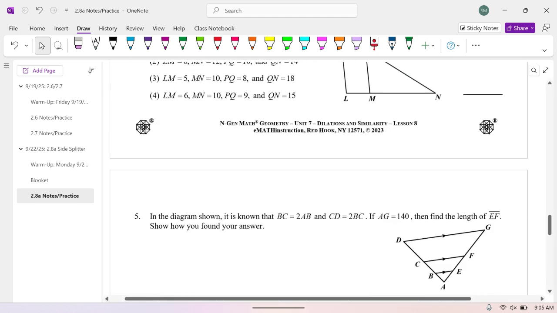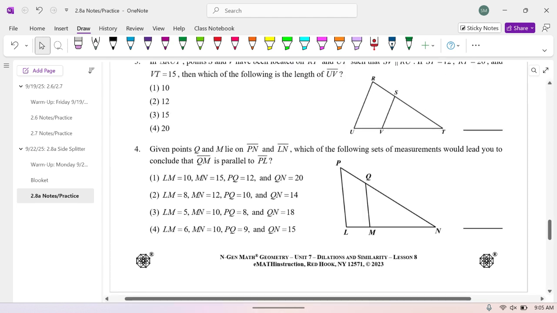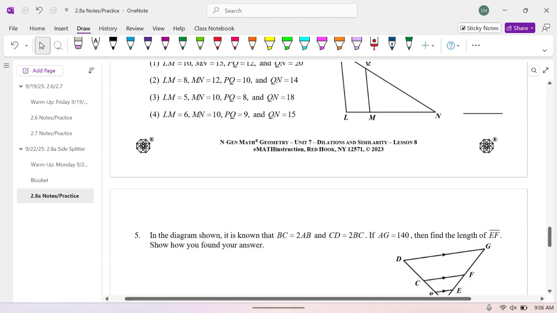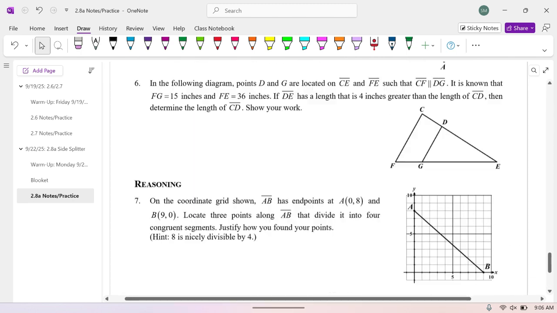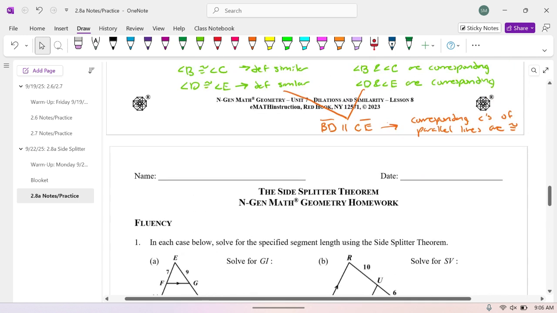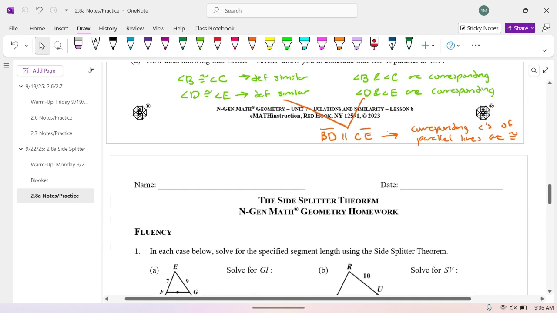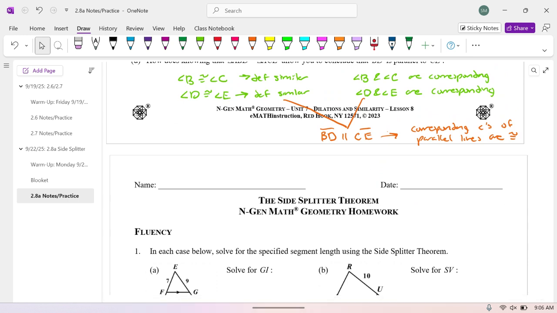Okay, so your homework for tonight is going to be pages 11 and 12. All right. So for the rest of the class, you got like a solid 15 minutes. You should be able to get a good chunk of that work done.